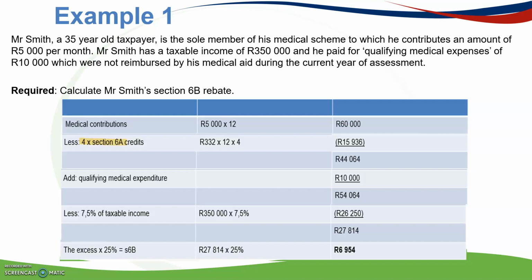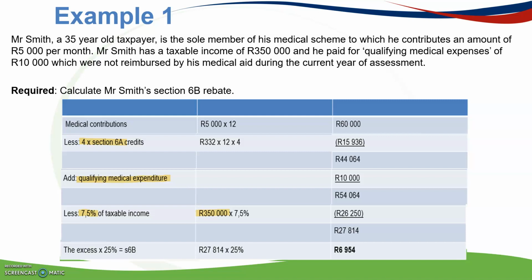You get to an amount of 44,064, right? And then the next step would be to add your qualifying medical expenditure that will be given in the question, right? That is that 10,000 over there. And then the sum of that amount would be the 54,064, and from that you will need to less 7.5% of the taxable income. So that's the other important step in calculating your Section 6B rebates.